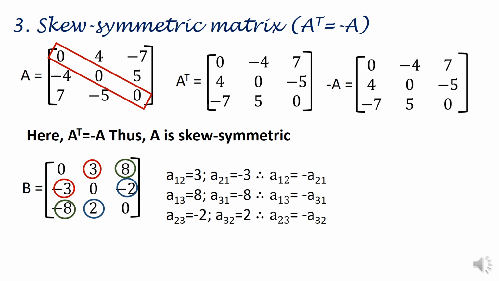So, if this condition is obeyed, plus the condition that the diagonal elements are 0, then just by observation we can say that B is a skew symmetric matrix.